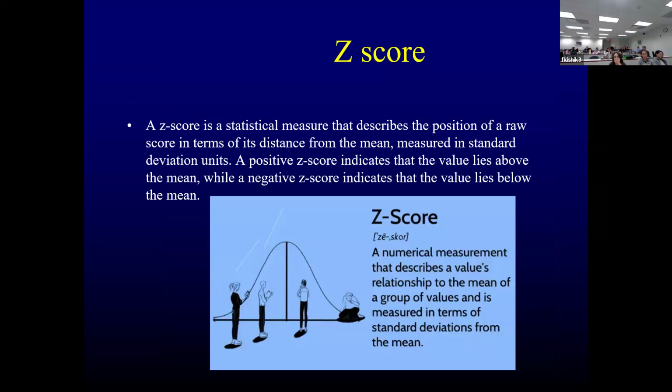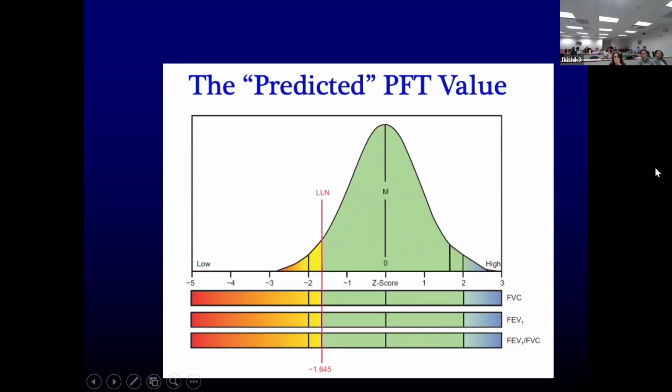If this is the mean, and my patient is here, another patient may be here, another patient may be here. More or less, they are all normal. But if I am 1.65 times away from the mean, one more time, 1.65 standard deviations away from the mean, I am abnormal.